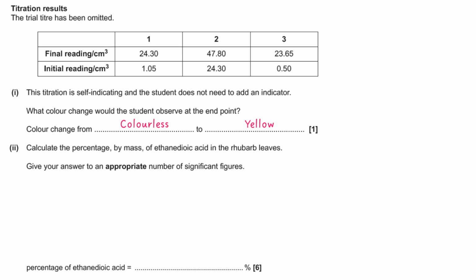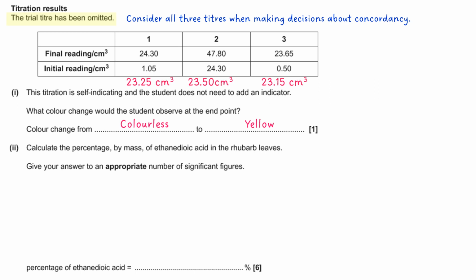The next part is about the titration itself. So it tells you that the trial titer has been omitted, which means that all 3 titers can be considered when making decisions about the concordant pair. So working out the individual titers, it's clear to see that the 2 that are within 0.1 centimeters cubed of each other are the first one and the third one. So therefore they can be used to work out the average titer.